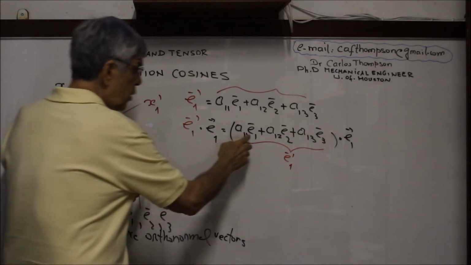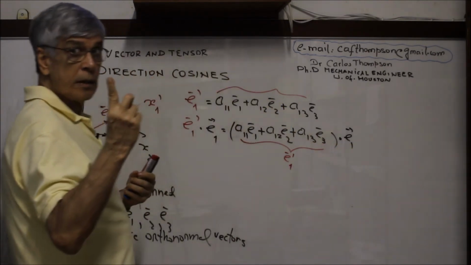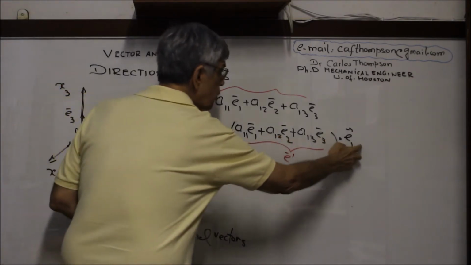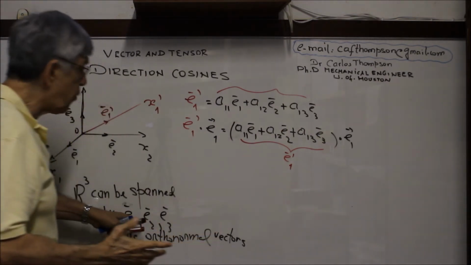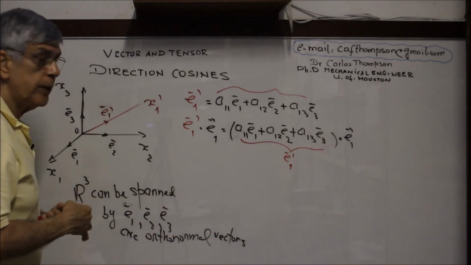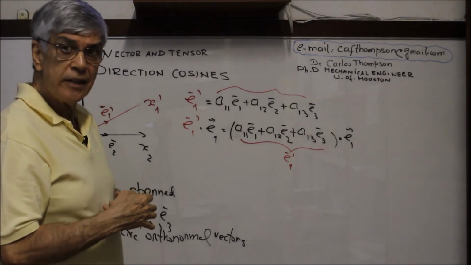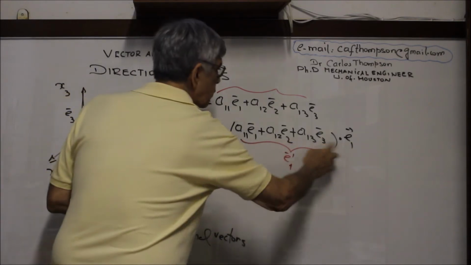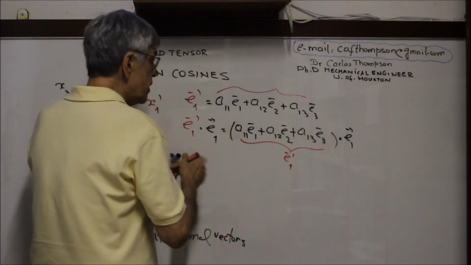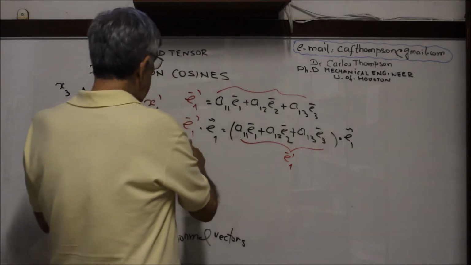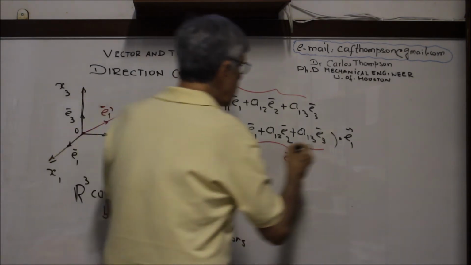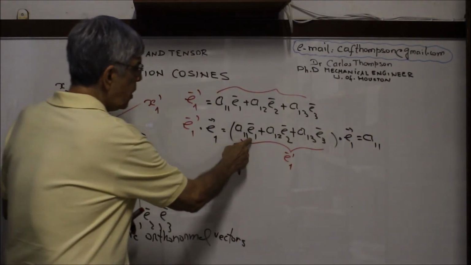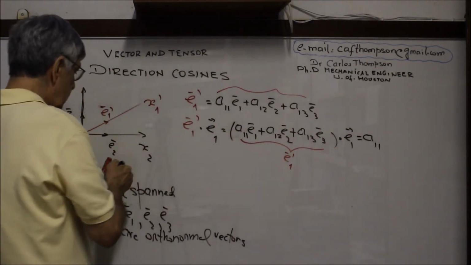Now, E1 dot E1 is 1 because it's an orthonormal vector. Now, E2 dot E1 is 0 because they are orthogonal. The angle between them is 90 degrees, so cosine of 90 degrees is 0. Now, E1 dot E3 is 0. So from here we conclude that E prime 1 dot E1 is equal to A11.